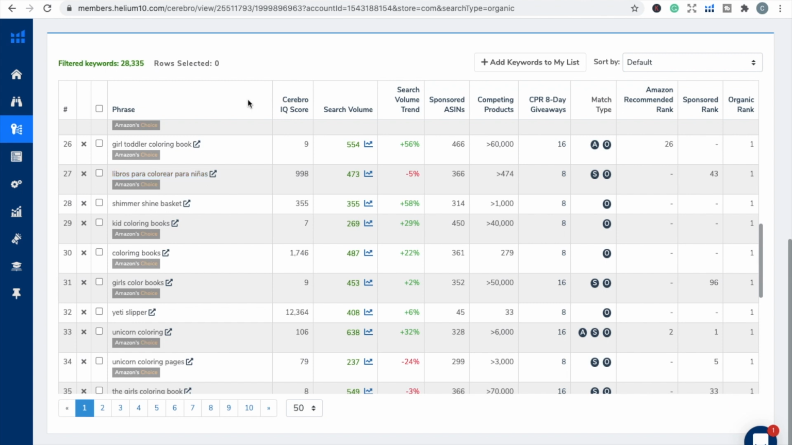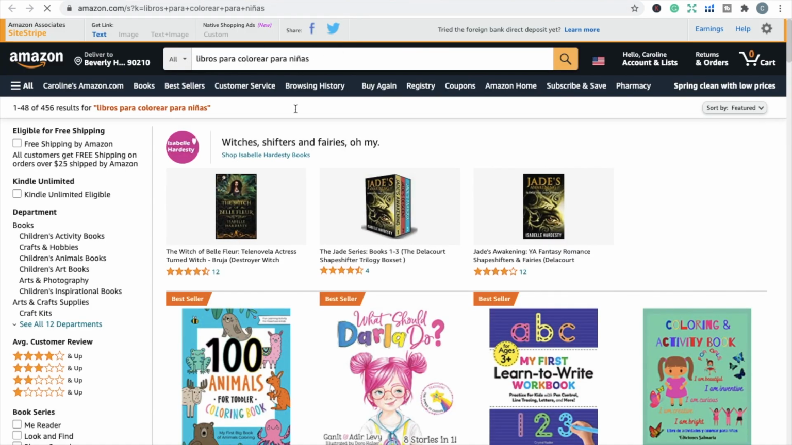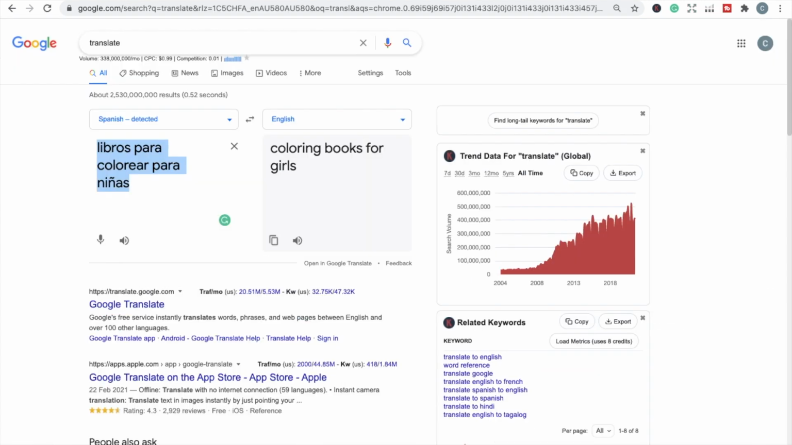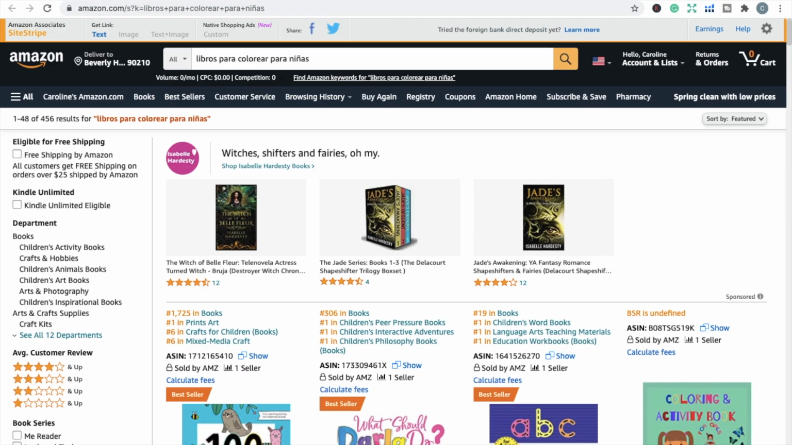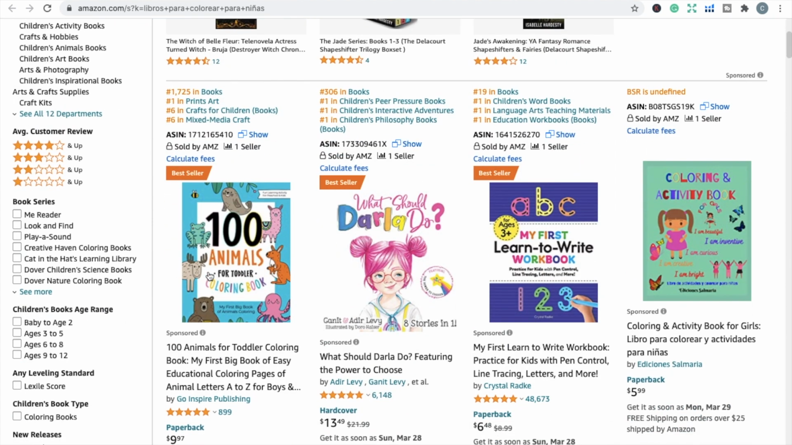Look at using keywords in different languages, starting with Spanish. I do believe some other languages are starting to become popular too, but starting with Spanish could help push your book to get more sales than you would have if you just did all your keywords in English. So if we click on this, it will bring up a search page on Amazon with that keyword in Spanish. 456 results for that keyword, which is coloring book for girls, which in English would have a huge amount of results.